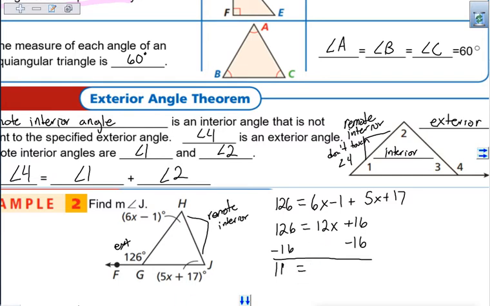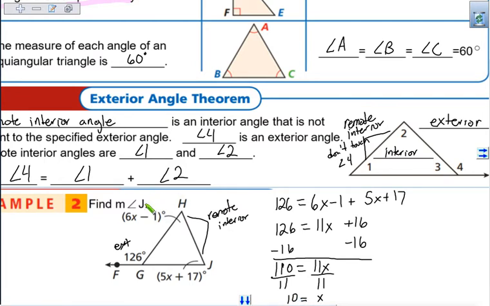And this shouldn't be a 12x, this should be an 11x, sorry. 110 equals 11x. Then we're going to divide by 11 on both sides, and x equals 10.